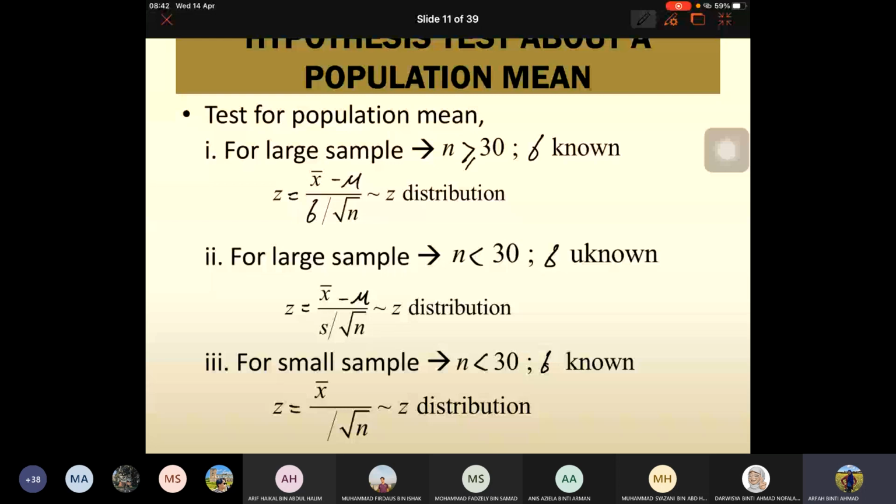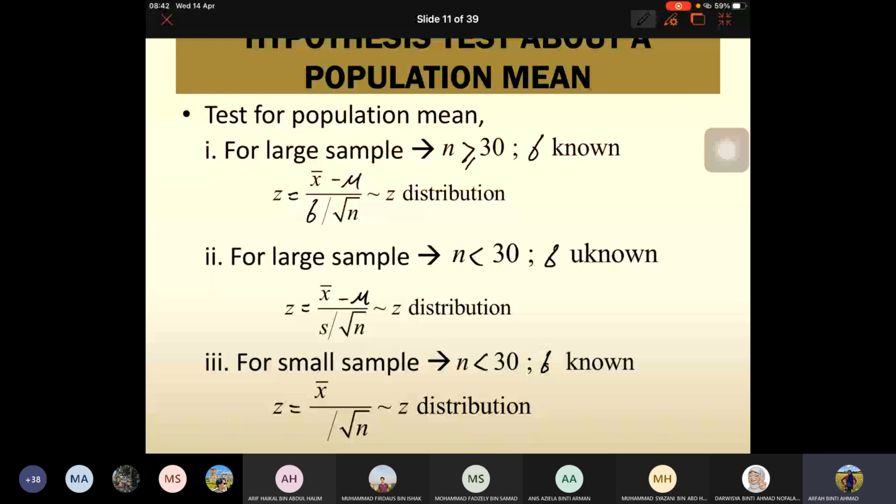So the testing is the same. Okay, X bar minus mu, sigma over square root of N. So this is what you learned in chapter 3, and it is brought into this chapter, hypothesis testing. Okay, so to do the testing, we have to look at which test is suitable. Which case does it follow? Is it small sample or large sample? Or is the standard deviation known or unknown?